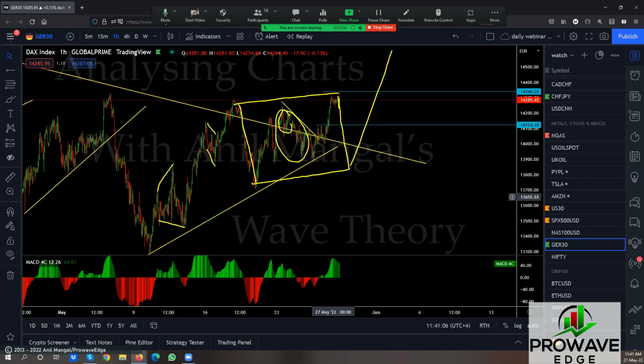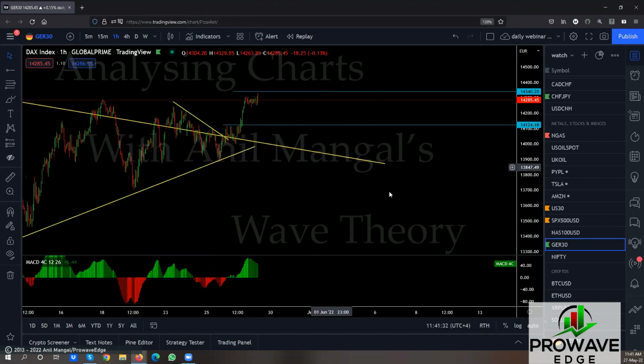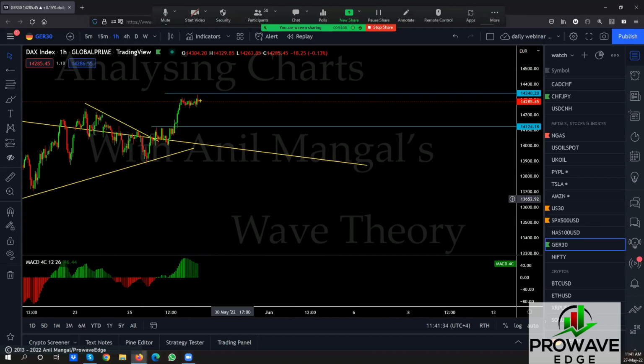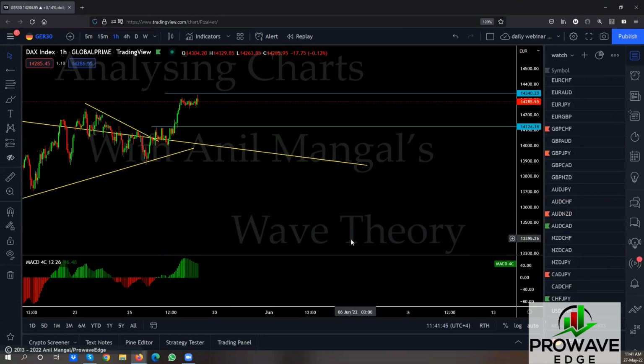Now, we don't have a sell setup. Unlike the US 30 or the S&P 500 or NASDAQ, we don't have a sell setup here. This could make a sell setup. If it drops lower, make a flag here, we will sell this. But as of now, there isn't any sell setup. Well, you know what to do with the cryptos.